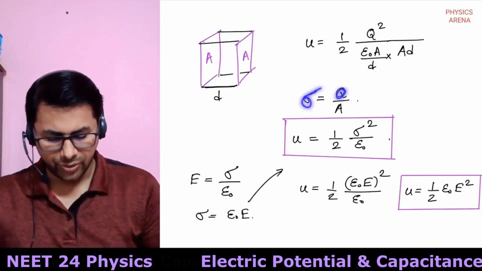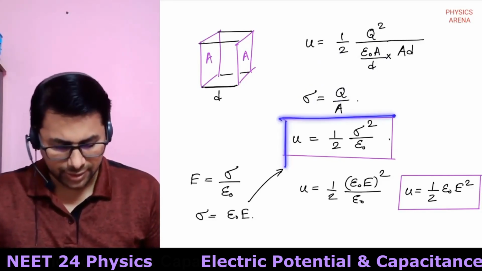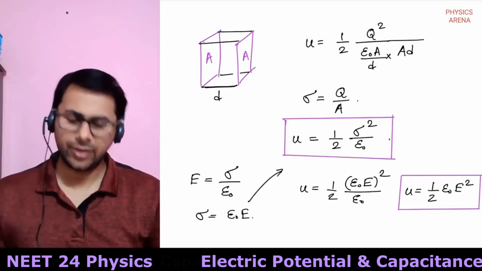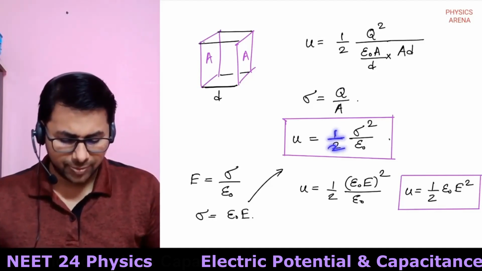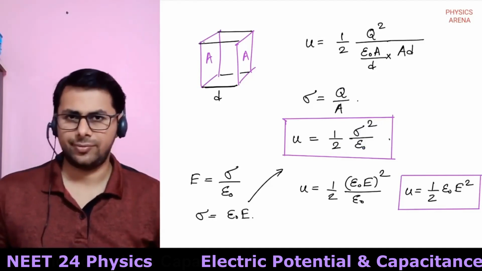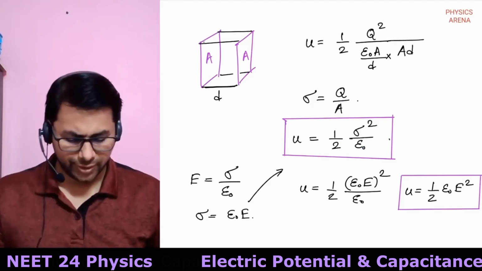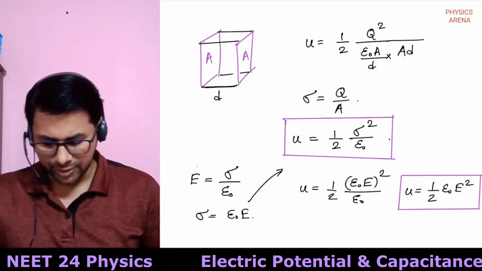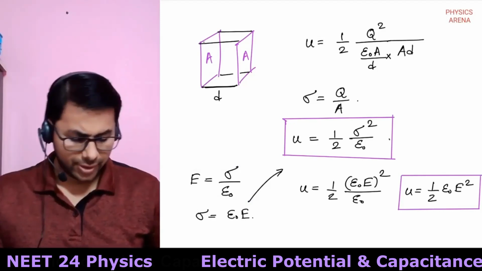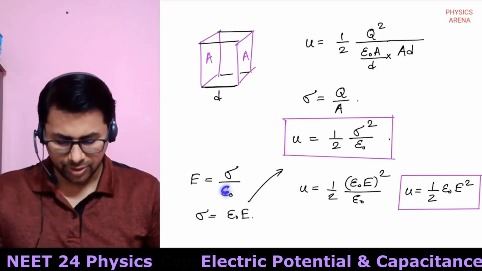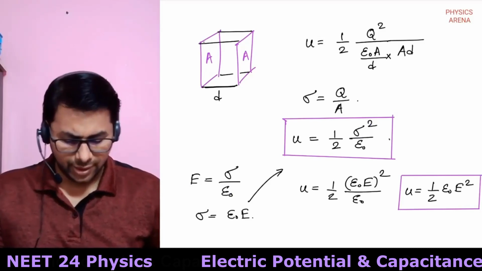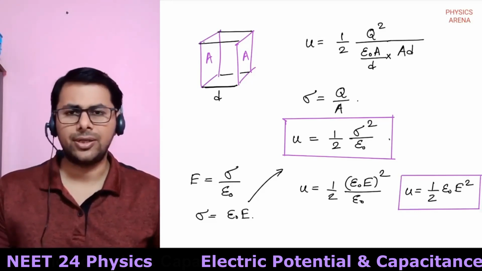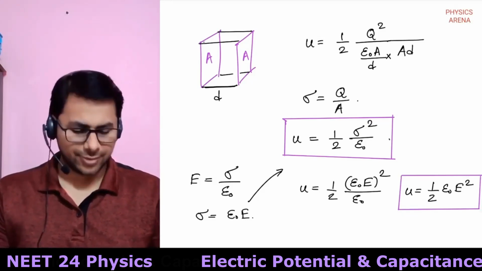So you know sigma is equal to q upon A. So you can write the energy stored as half of sigma square, because it is q square by A square, it becomes sigma square. So it is half of sigma square upon epsilon naught. That is the energy stored. Then you can write it in another form, right? Because electric field is equal to sigma upon epsilon naught, so sigma is equal to epsilon naught times E. And then you get this formula, the energy stored per unit volume is half of epsilon naught E square. Okay, this is clear.